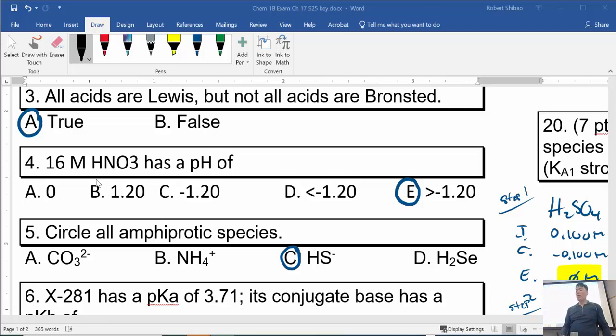Both of those are wrong because of this. What happens at 16 molar? So did you go back and look at chapter 14 and the figure? There's a little figure on that page. And what do they call it on the bottom of the figure? Rebecca?